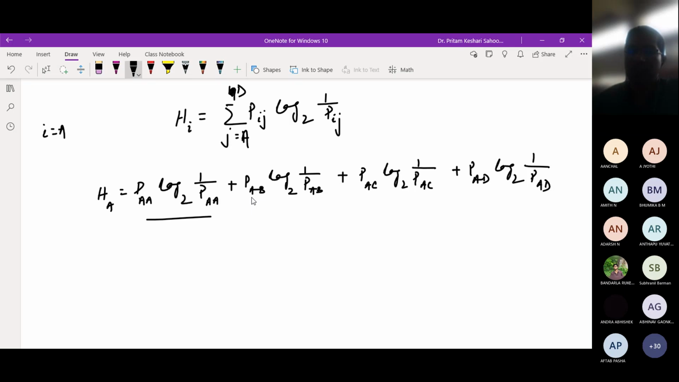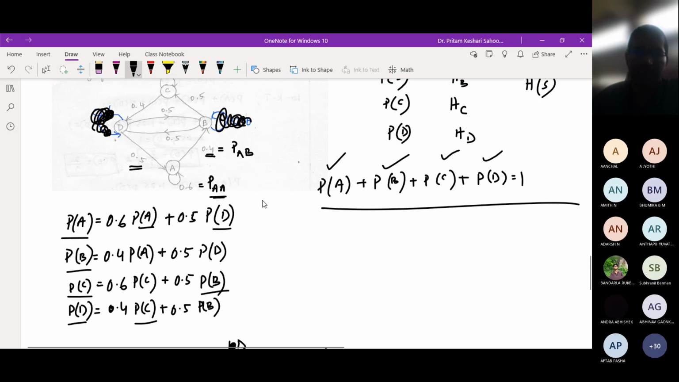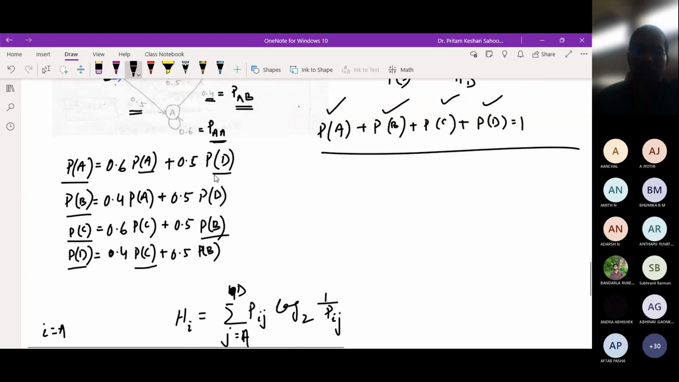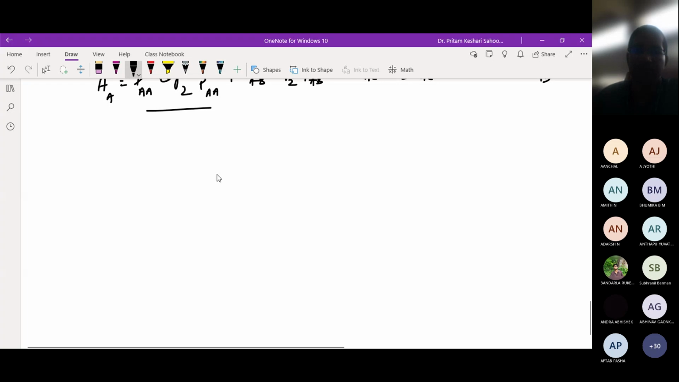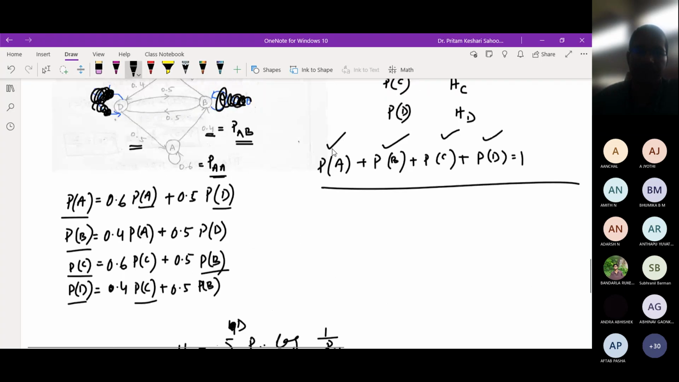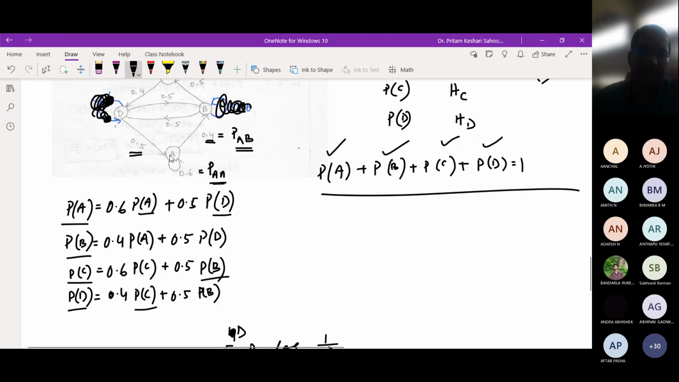PAB, does the state A depend on B? Let us see in that diagram. State A depends on state B. Yes, I have also written here PAB 0.4. So this one also you can find out. Now let us see PAC. Does the state A depend on state C? State A on state C. Where is state C?